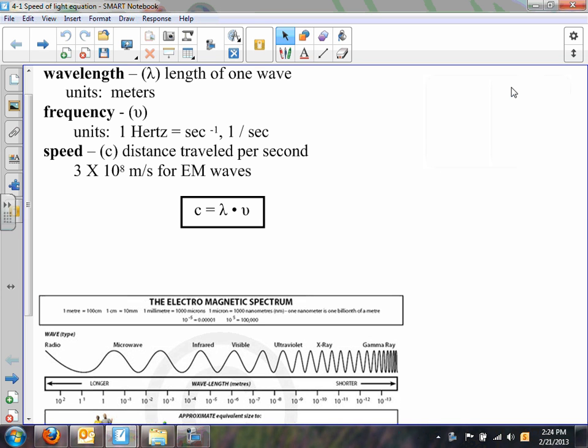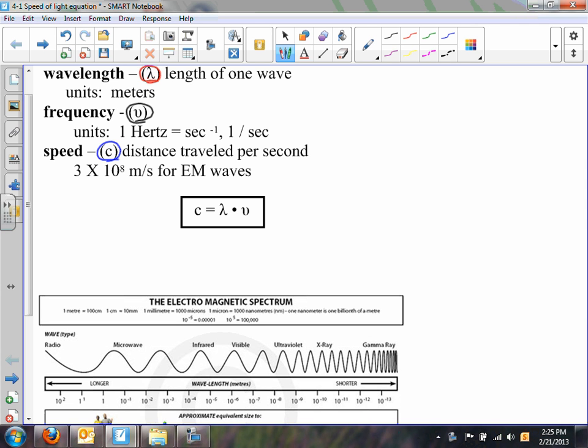Let's look at a speed of light example. We know that wavelength is the length of one wave. The symbol for wavelength is lambda right there. Frequency is how often something happens. The symbol for frequency is nu right there. And speed is how far something travels per second.